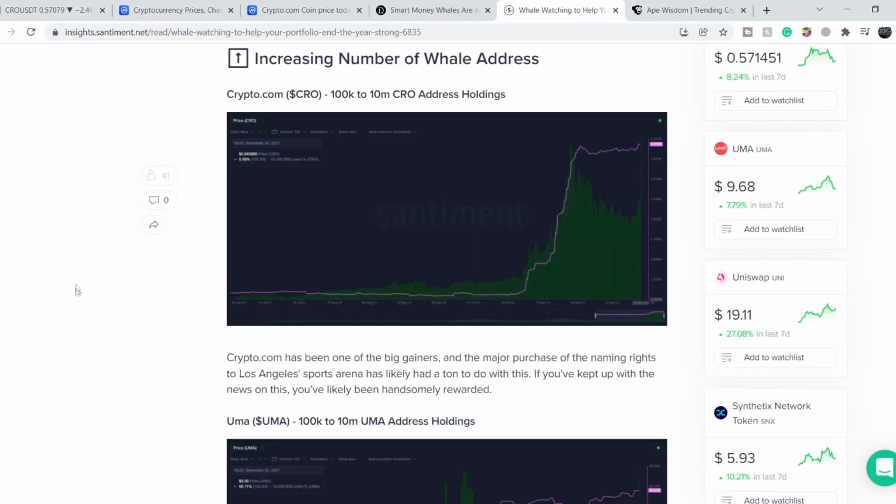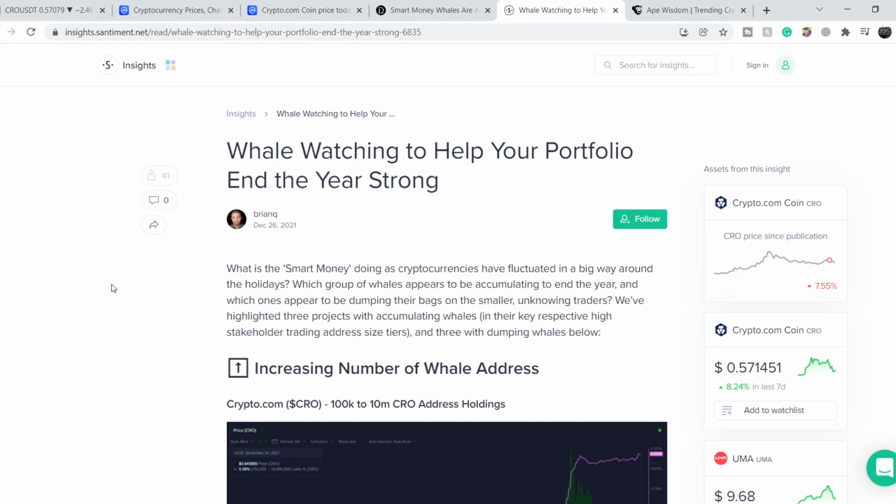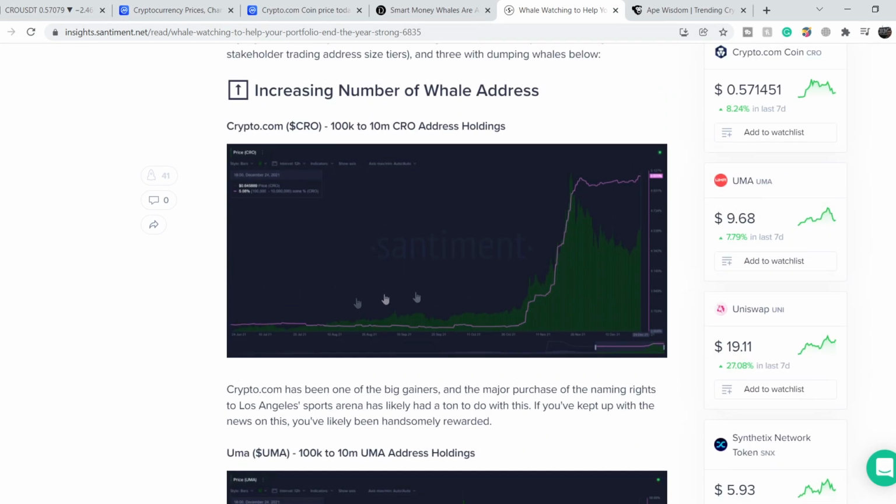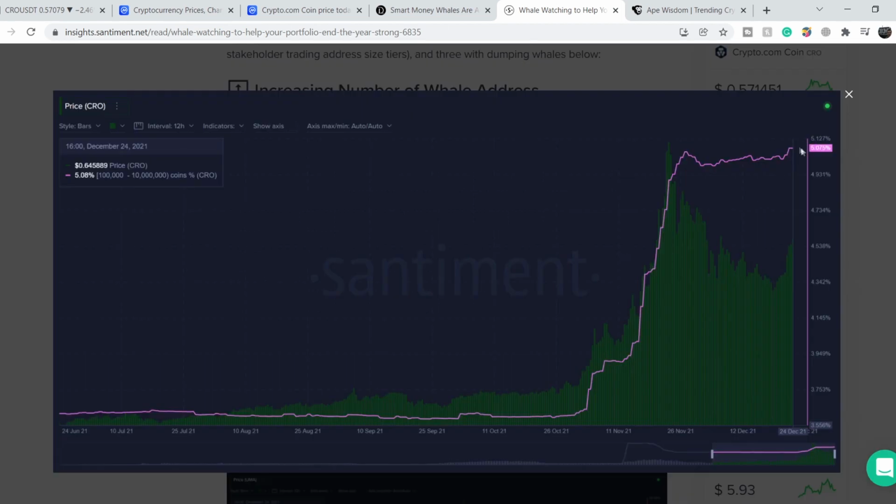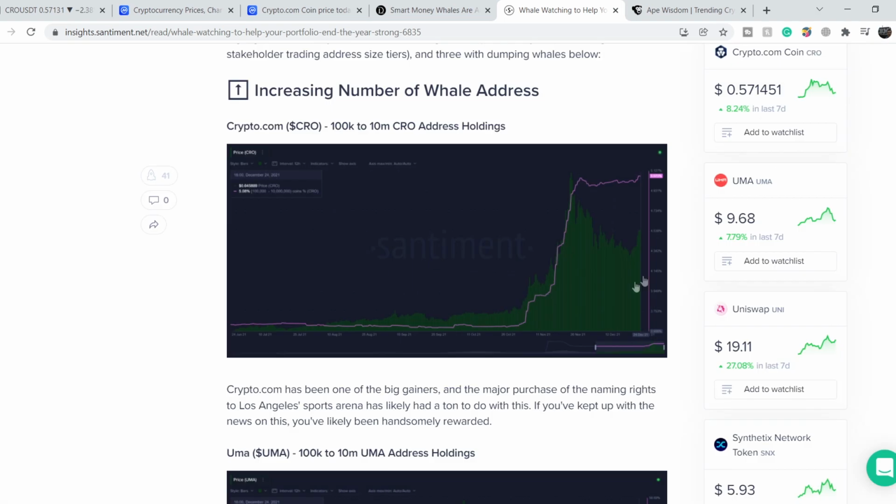And let me show you the original article. We are on insight.sentiment.net, and let me show you this picture right here. As you can see, we have an increase in buying pressure from the whales, despite this movement to the downside, and it is quite a good sign, because smart money is usually right in its opinion, and that's why we can rely on this news as a part of our due diligence.